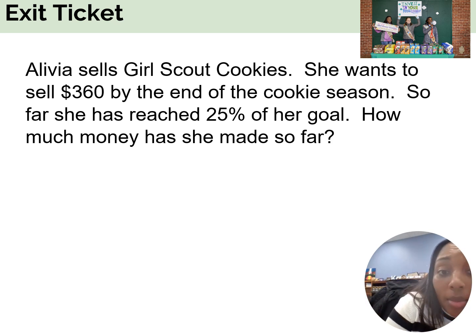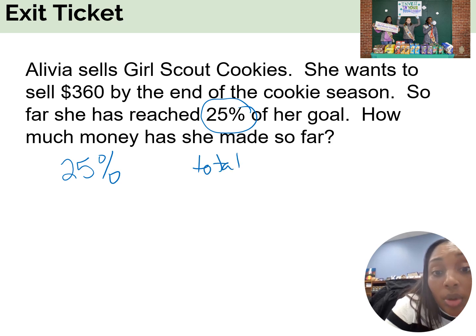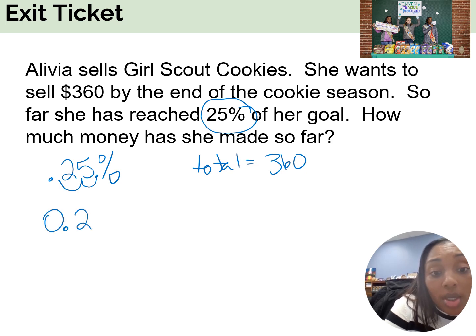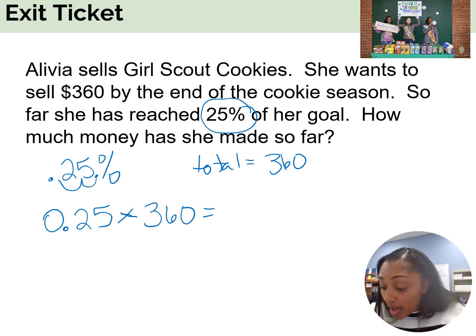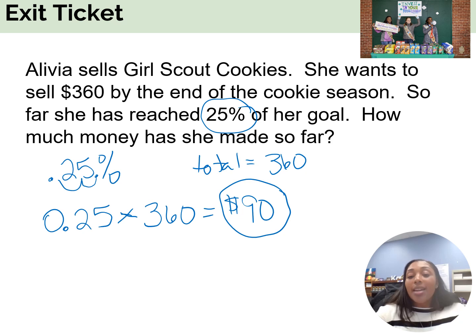So step 1, I'm looking for my percent, and I've got 25%. Step 2, I look for my total. My total is 360. My next step is to take that percent, change it to a decimal. So put that here, move it 2 spots. So that gives me 0.25. And then I'm going to multiply that by my total. So I'm going to do 0.25 times 360, and that gives me $90. So she has raised $90.